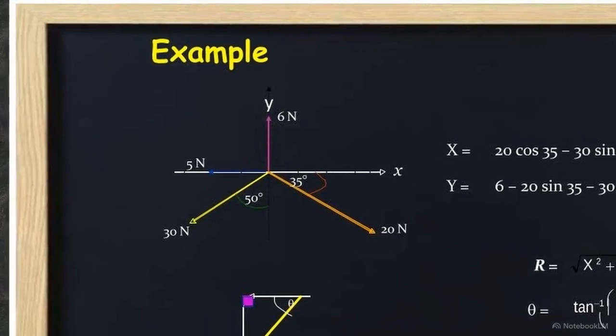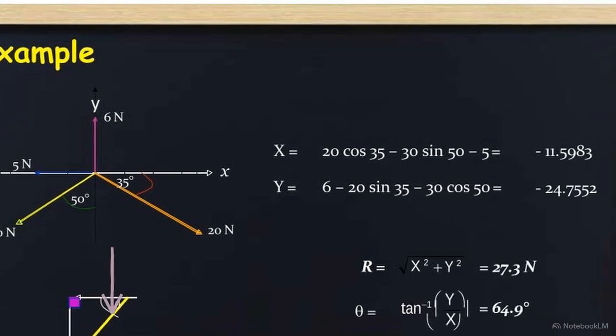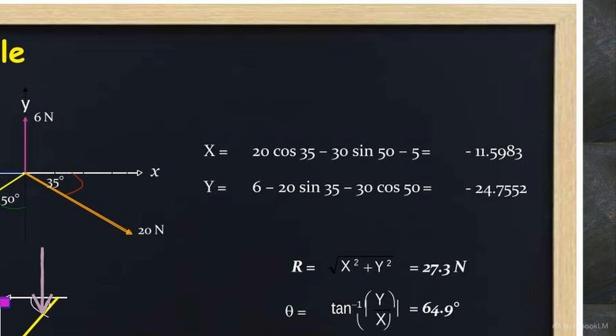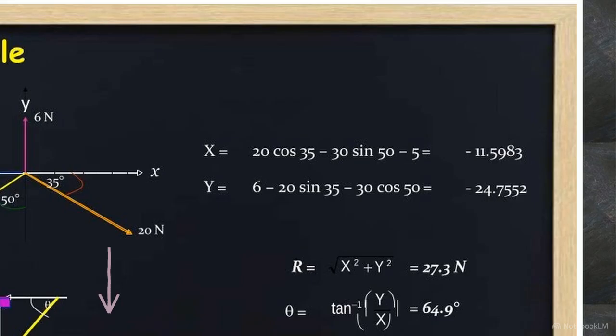Notice the 30 newton force. Because the 50-degree angle is measured from the y-axis rather than the x-axis, the standard trig equations flip. You must use sine to find your horizontal x component, rather than cosine. Even more importantly, look at its physical direction. Because this specific vector pulls down and to the left, negative signs must be manually assigned to both its x and y calculations.